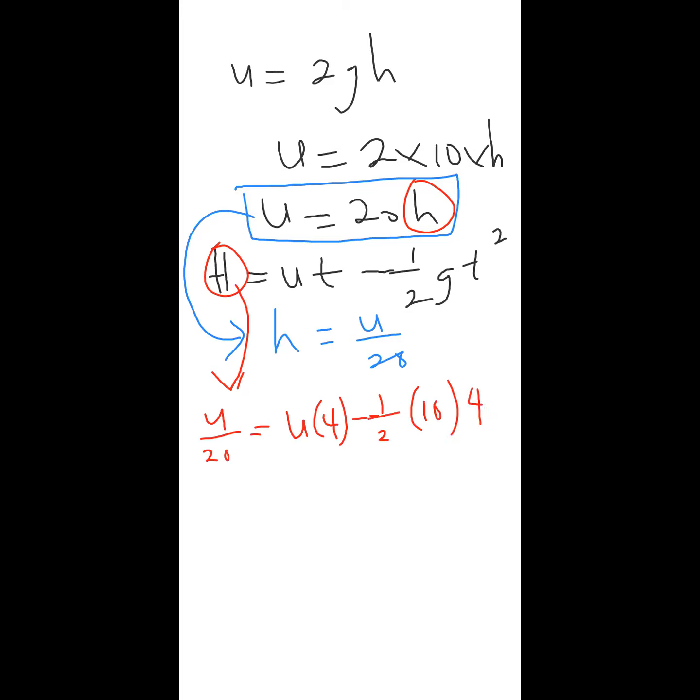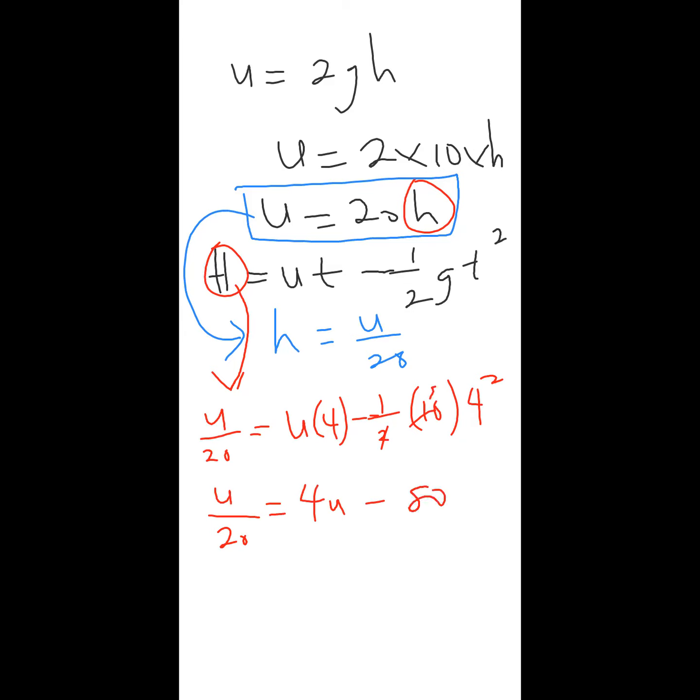So by the time you substitute all of this, you will get the value of your u, because they say find the initial velocity. So it's about substitution. If you are very good in mathematics, you won't have problem with physics. So this one will now be u over 20 equal to 4u minus 1 over 2 times 10, which is 5. Then 4 squared is 16. 16 times 5 is 80.